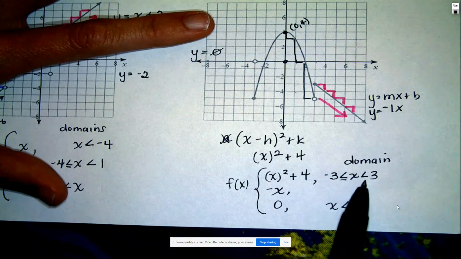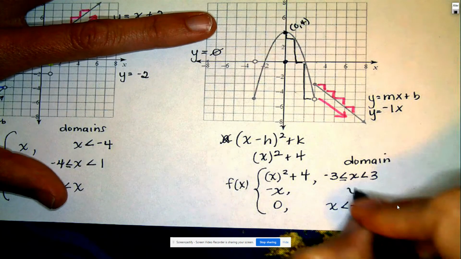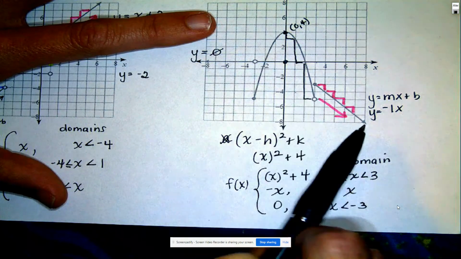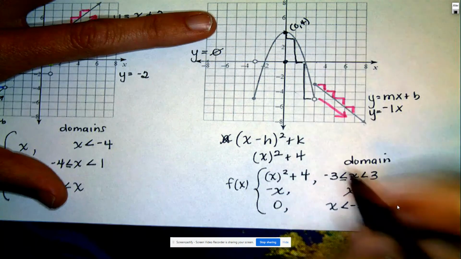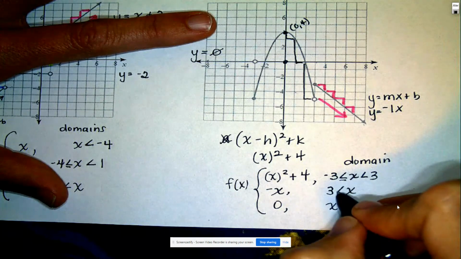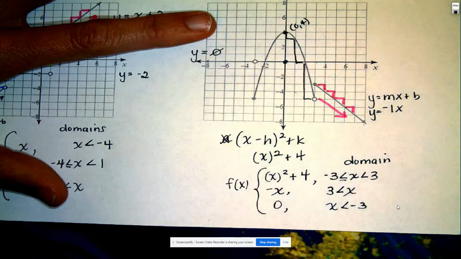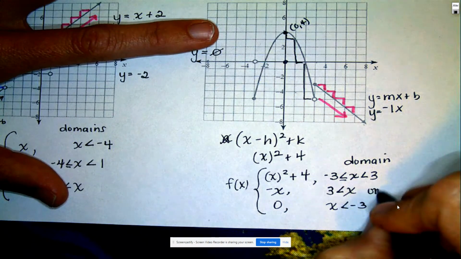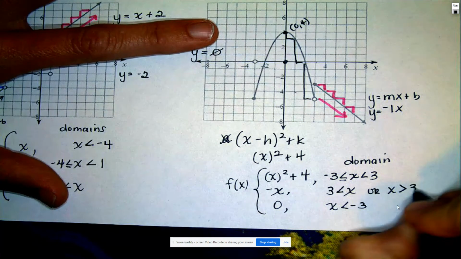Last but not least, our last function, linear function, it picks up at 3. And then x is all of the greater than values. So x is greater than 3. Or you could write it x is greater than 3 because it's to the right.